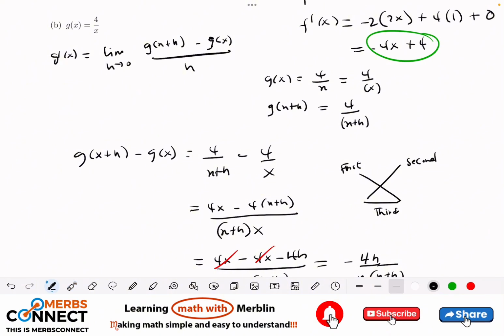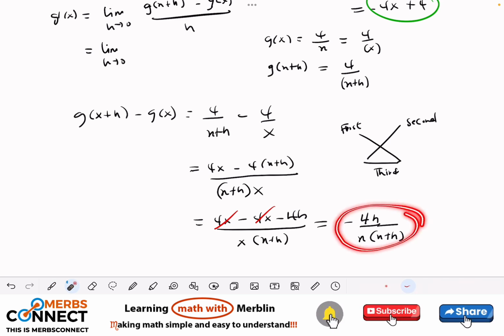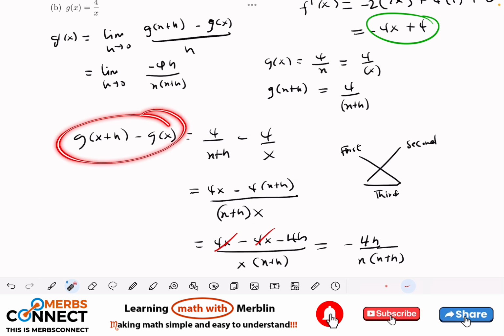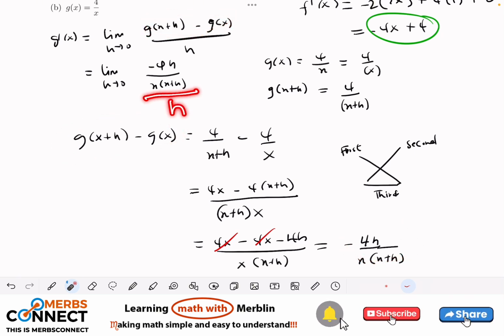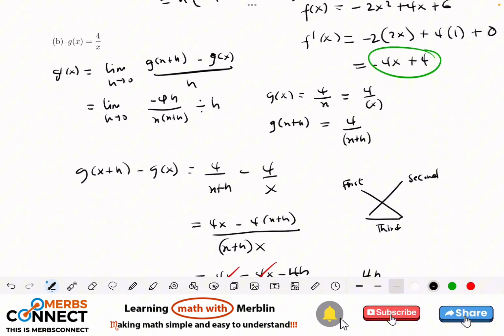So what will be the limit? The limit will be limit as h is approaching 0. Then we place the whole of this on the top there. So we are going to have minus 4h divided by x times x plus h. Now you see that everything here is the one on the top. So I need to divide this one by h. But instead of dividing it by h, I'm going to multiply by 1 over h. Is that right? Good. So that's what I'm going to do.